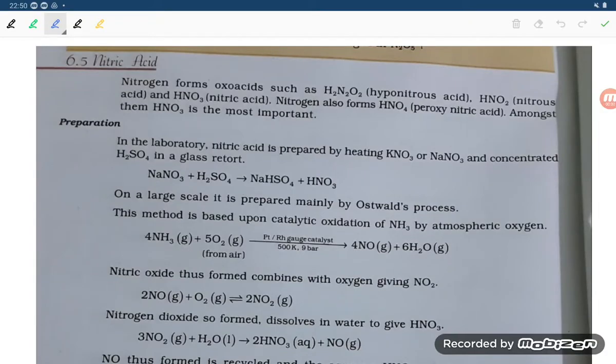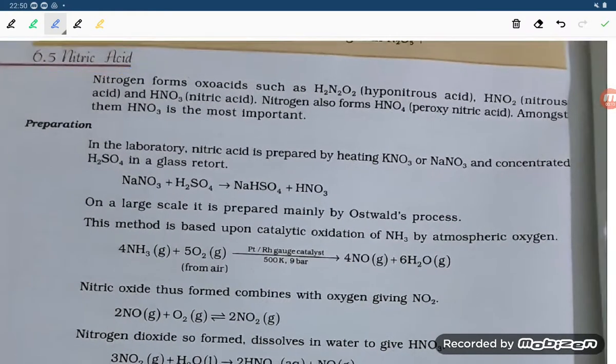Hello, good evening, students. Let us try to understand the study of nitric acid. How can you understand the study of nitric acid? First, it is a very strong acid. Nitric acid is a strong acid.